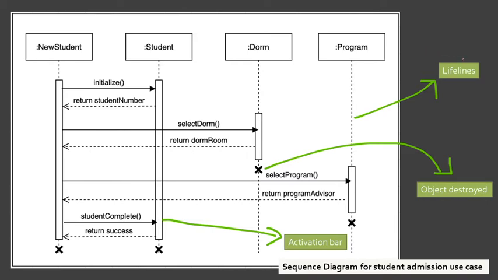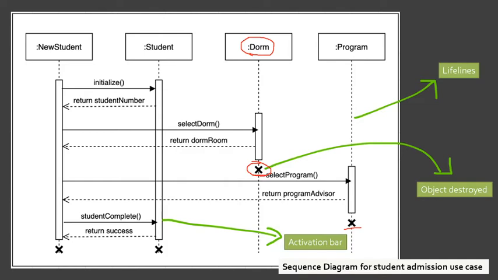If an object is destroyed or removed from memory, an X is drawn at the bottom of the lifeline. So basically, our lifeline is this line, and if you can see an X here, that means it's already destroyed. The object will be destroyed in this part. Based on this example, we will use the class dorm. Starting from its instantiation, it will be destroyed at this stage when you see an X.